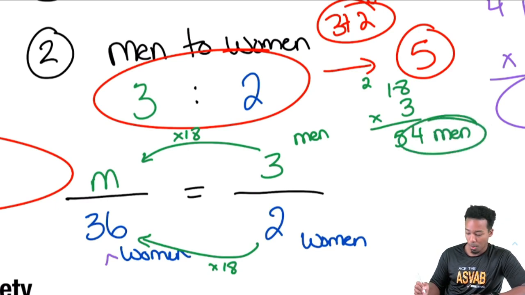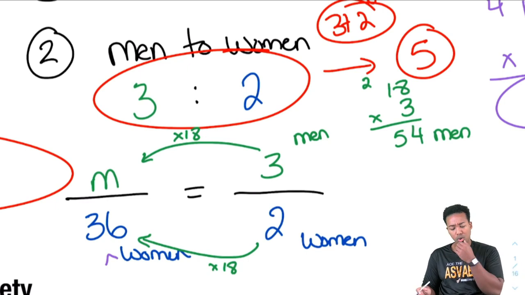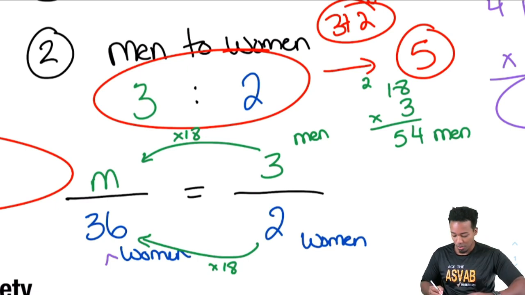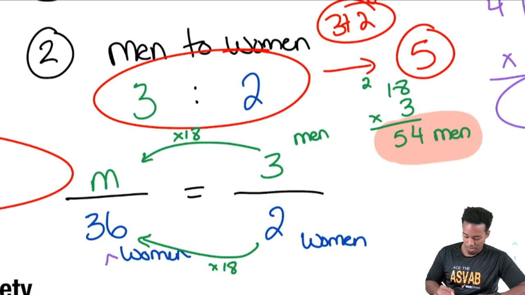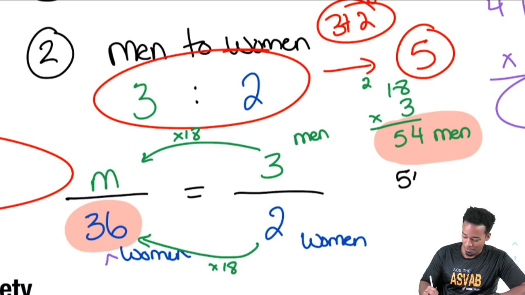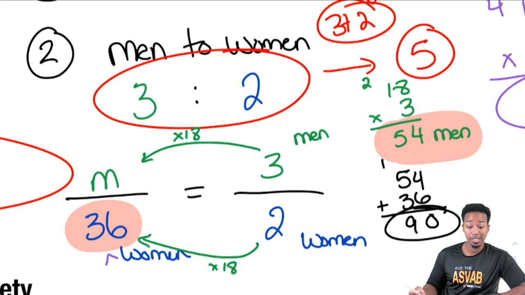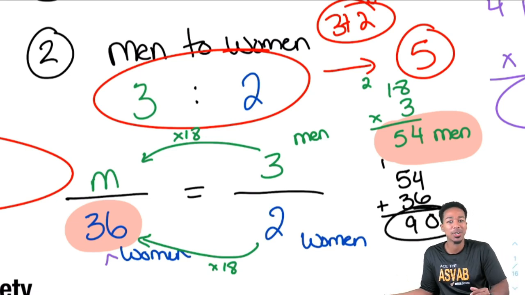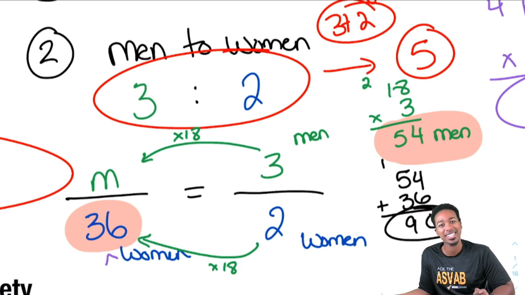We have 54 men. So that's not the right answer, right? Because we're looking for total. So even if you made the mistake, you can do this. We have 36 women, 54 men. If we add that together, we're going to get 54 plus 36. We get 10 here. We get 9, 90. We still can get the correct answer. Absolutely can still get the correct answer.